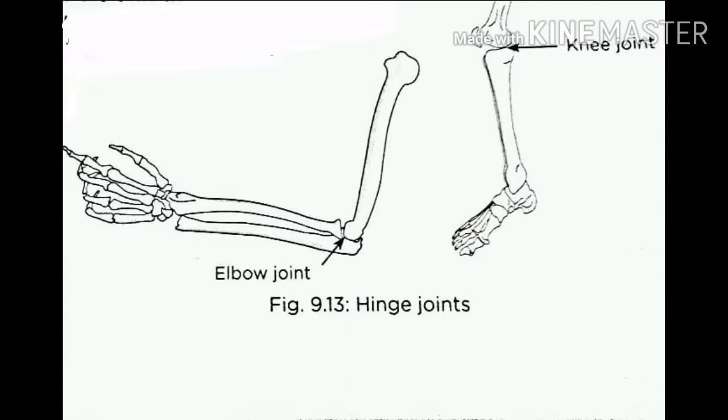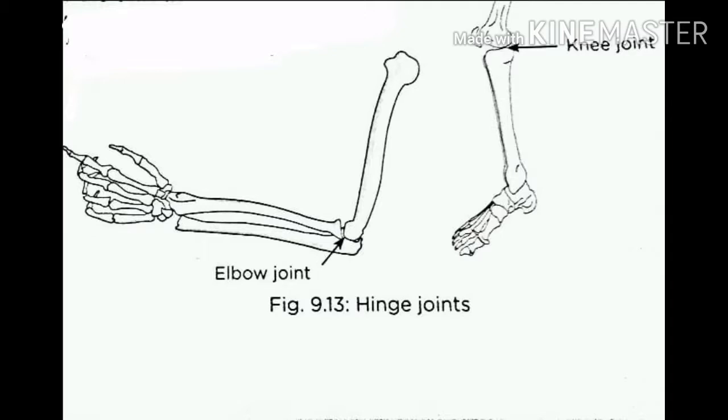See, first one is an elbow joint. So we can only move up and down. See, next one is a knee joint. That one we can only move forward and backward. So this type of joint we call a hinge joint.